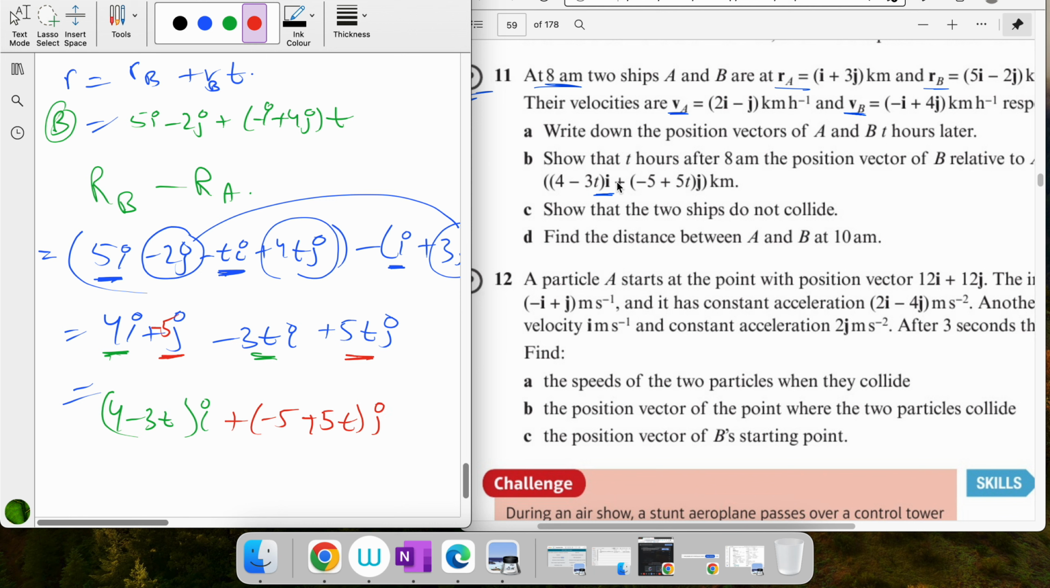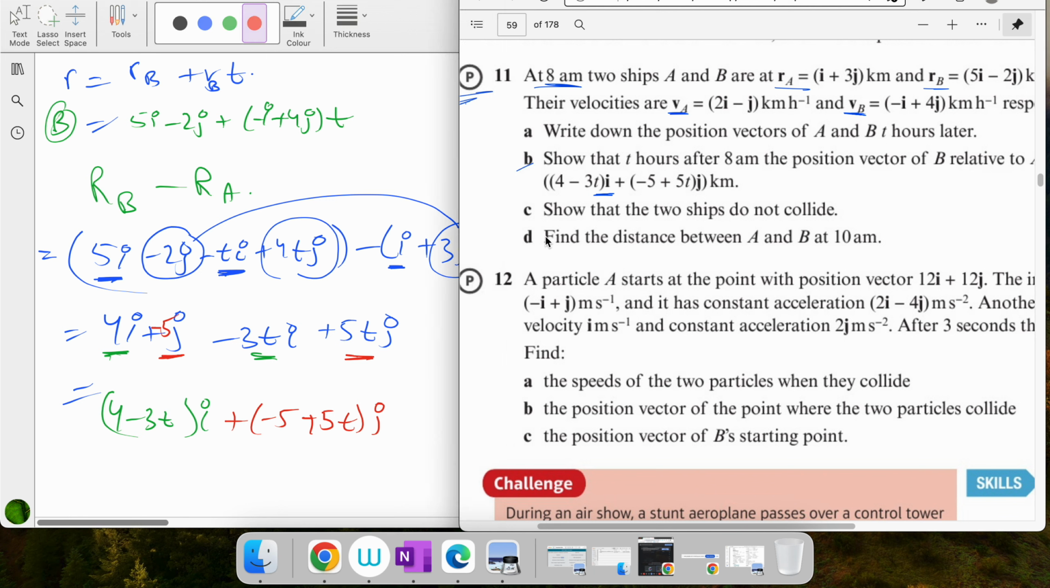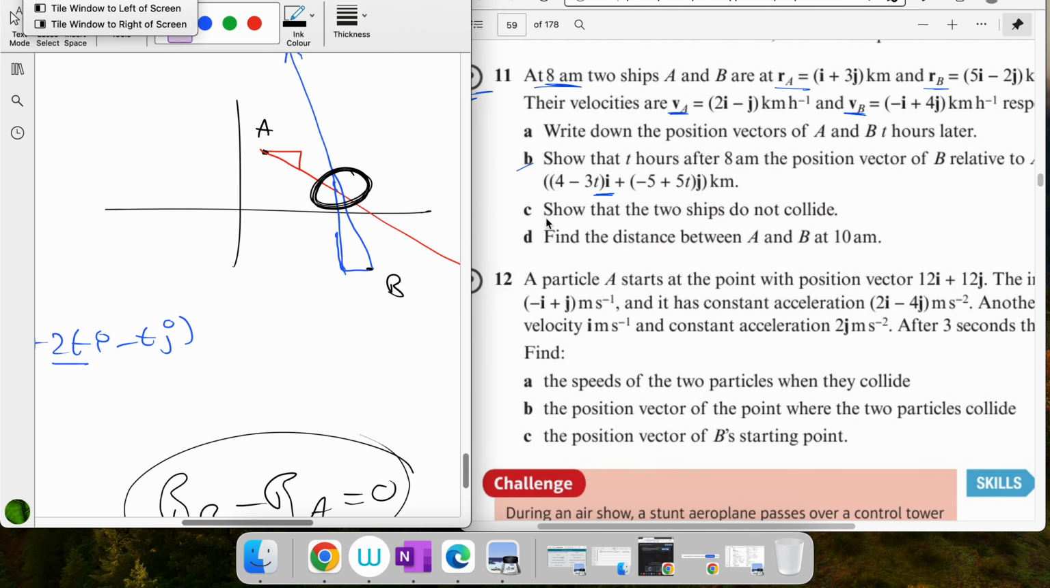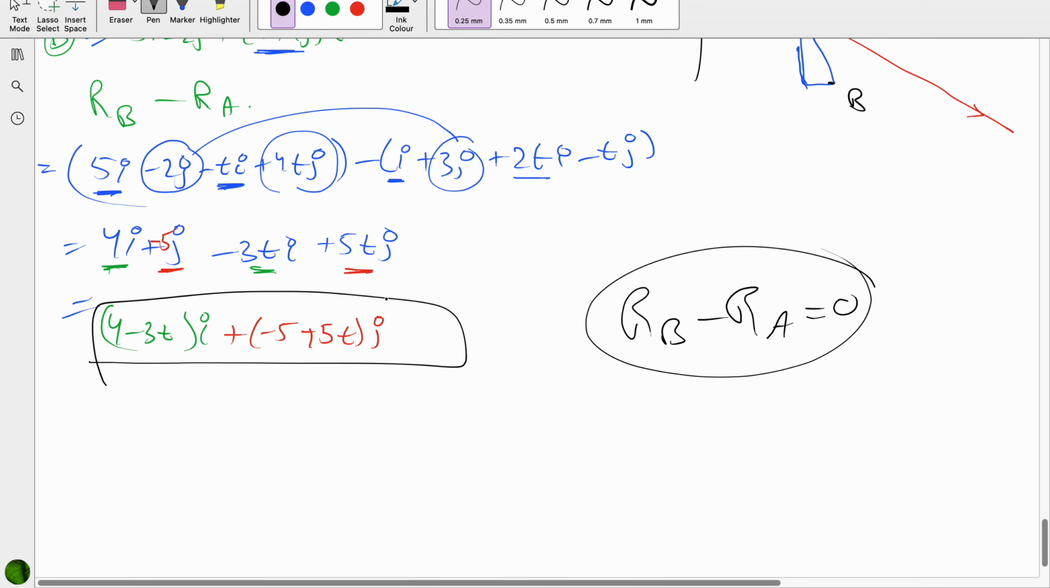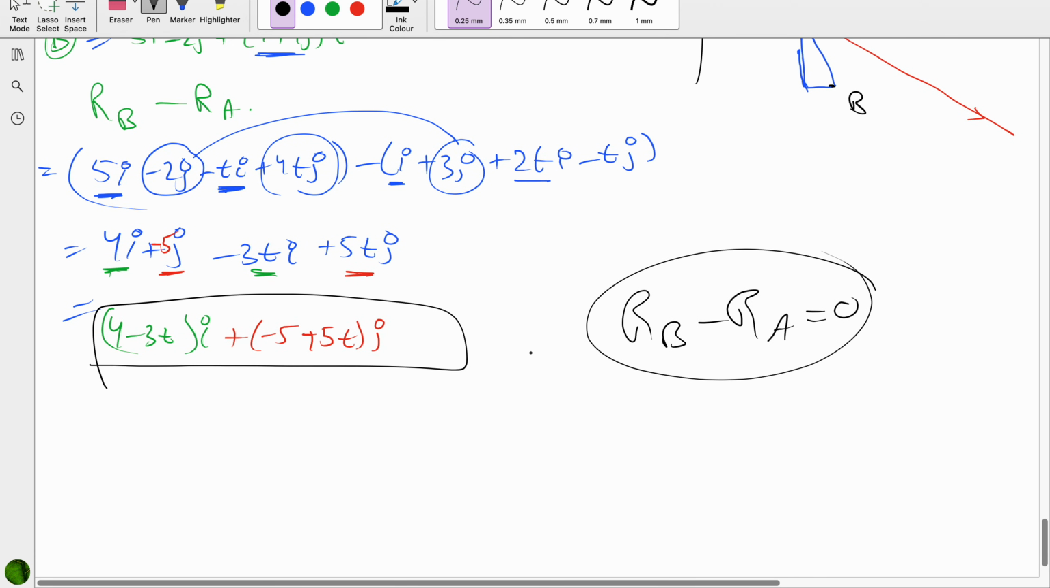So when you bring this common, this becomes minus 5 and 5t j. B part shown. C part says show that the two ships do not collide. We have already solved for RB minus RA, and we'll equate it to 0. And (4 minus 3t) i plus (minus 5 plus 5t) j is equal to 0.